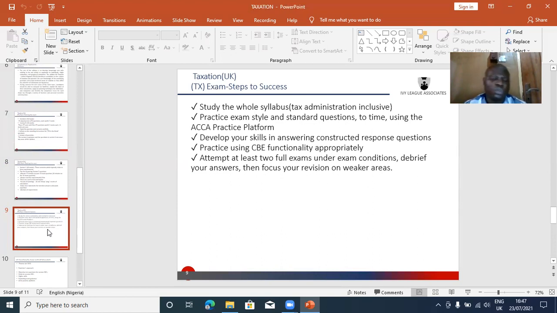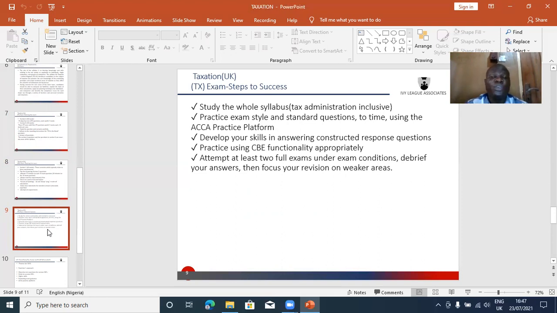Then you have to ensure that you are using the CBE platform regularly so that you can develop the right skill in answering constructed response questions. Don't be caught unaware. Don't say that you haven't practiced on that platform before going to write the exam. That will be too costly. So ensure that you practice on the platform to develop the skill for constructed response questions, to ensure that you are well familiar with the CBE functionalities, and ensure that you attempt 2 full exams under exam conditions.